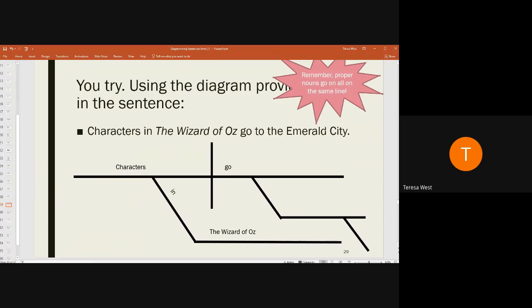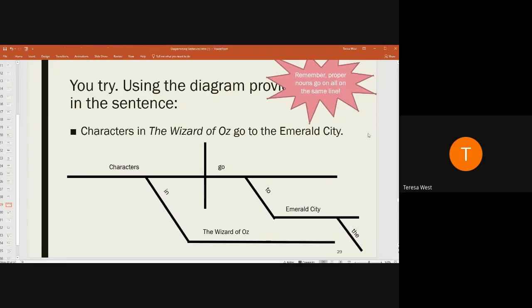Another prepositional phrase is to the Emerald City. So we're going to put to here, as we do with all of our prepositions, on the diagonal. And then Emerald City is another proper noun because it's a place in the book. So to Emerald City, again, proper nouns all go on the same line. And the is our descriptor that describes the Emerald City. It's an article referring back to Emerald City, okay?